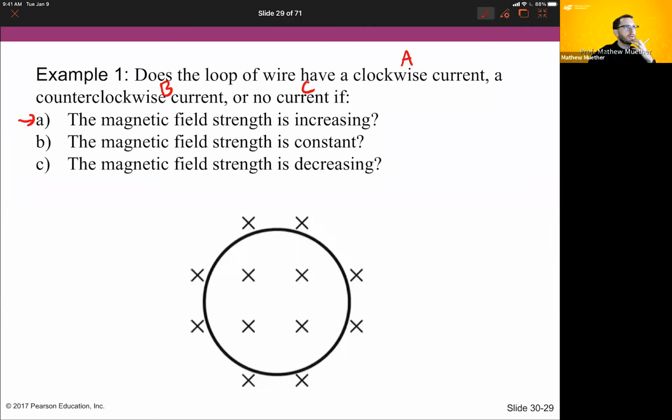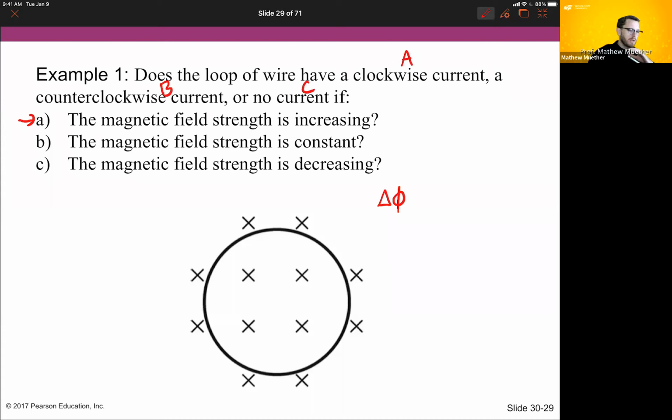Okay, let me go ahead and end the poll. Most of you selected A, that this thing would be circulating in the clockwise sense. So we need to find the direction of the change in the flux. Well, it says the field is becoming stronger as I move into the page. It's the inwards pointing field that is becoming stronger.